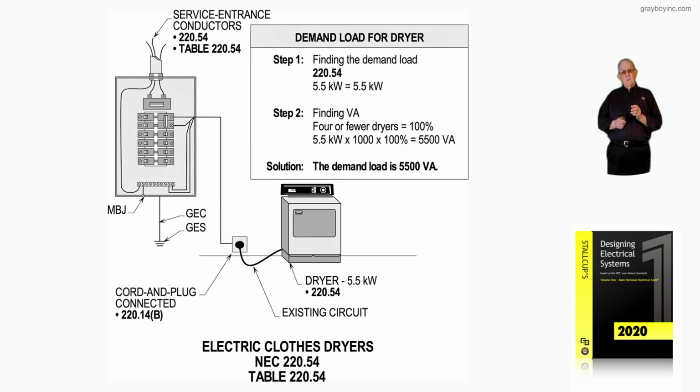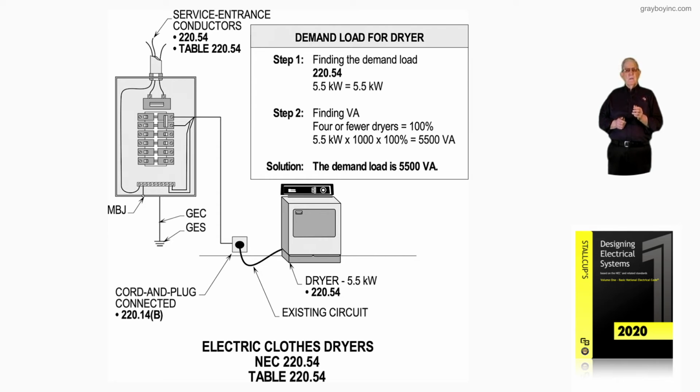So in the solution and answer, no demand is given. It's 5,500 VA, as you see in the illustration. And then it's cord and plug connected in accordance with 220.14(B). And then remember, it also, at 240 volts, no more than 150 volts to ground. So a 240 volt system is 120 volts to ground.